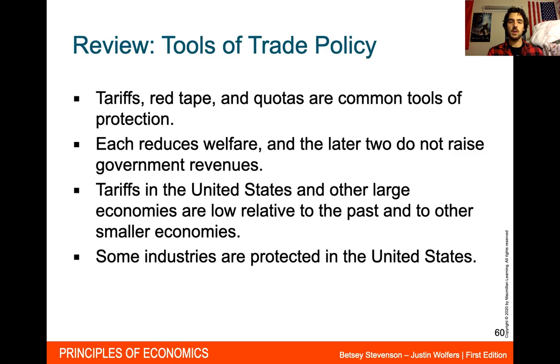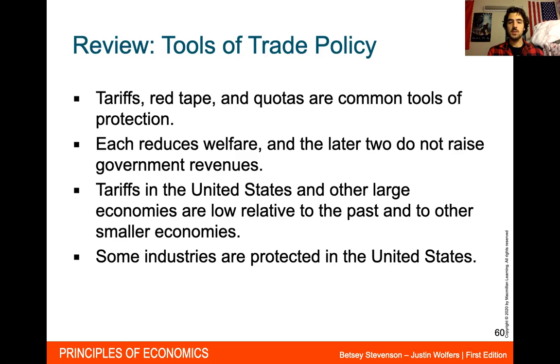Each reduces welfare, and the latter two do not raise government revenues. Tariffs are the only one that increases government revenues. Red tape and quotas do not. Tariffs in the United States and other large economies are low relative to the past and to other smaller economies. Remember that? They're very low today compared to what they were 100 years ago, or even in a shorter span of time than that, even 50 years ago.